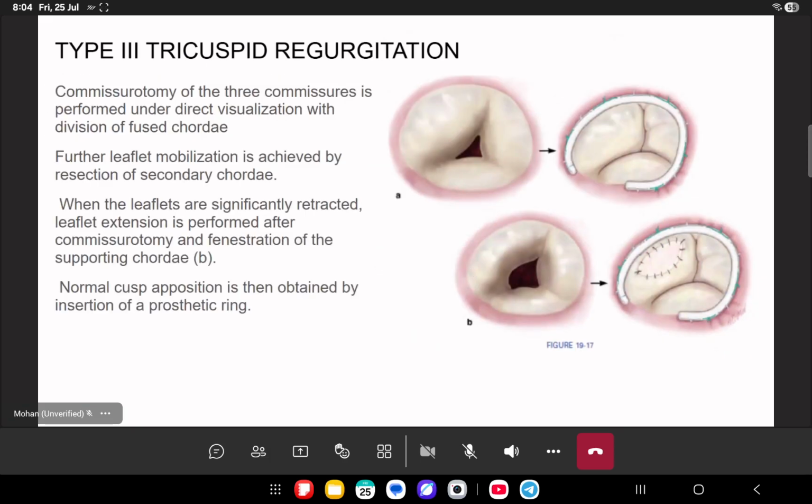Type 3 tricuspid regurgitation. Commissurotomy of the three commissures is performed under direct visualization, with division of the fused chordae, and then further leaflet mobilization is achieved by resection of secondary chordae. When the leaflets are significantly retracted, leaflet extension is performed after commissurotomy and fenestration of the supporting chordae. Normal cusp position is then obtained by insertion of the prosthetic ring. Fused chordae should be removed, and then a leaflet extension can be done using a pericardial patch.